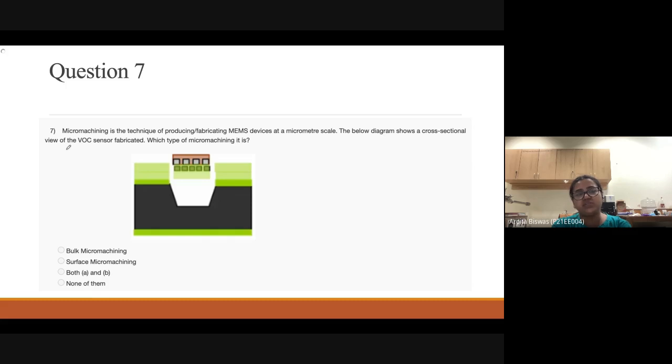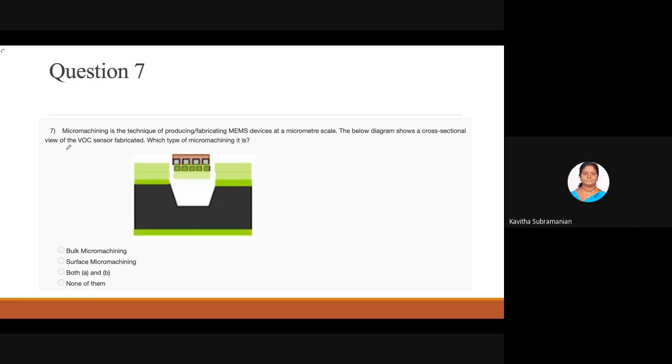Where is the bulk micromachining used and where is the surface micromachining used? Can you explain a little bit what you understand by bulk and surface micromachining? Bulk means that in the silicon substrate, if you want to obtain any structure from the whole substrate, that is called bulk. Surface micromachining is an additive process. On the surface, we are depositing.